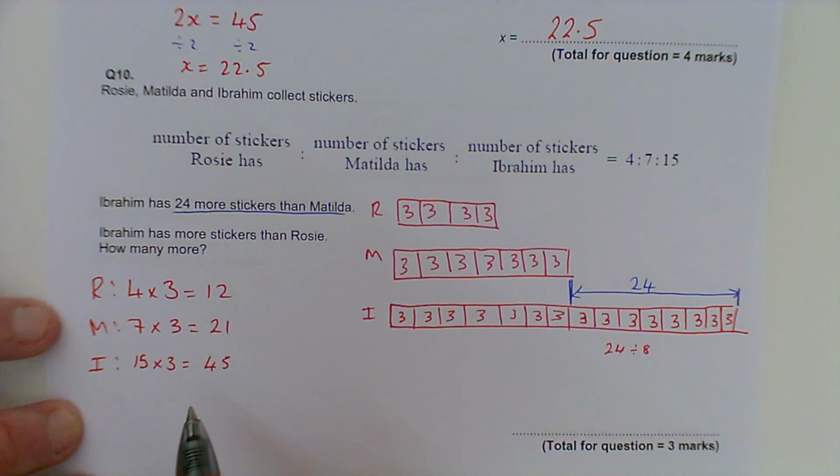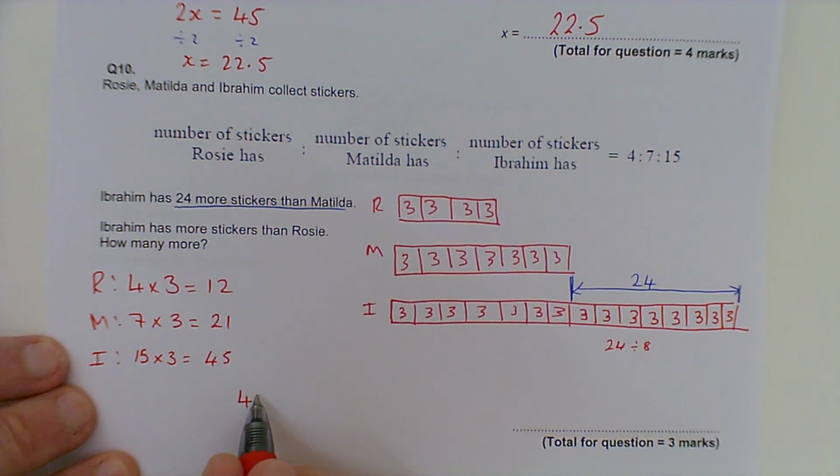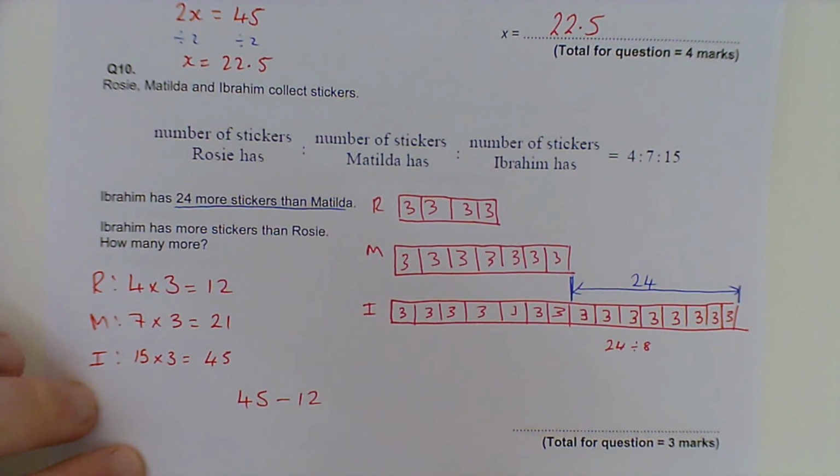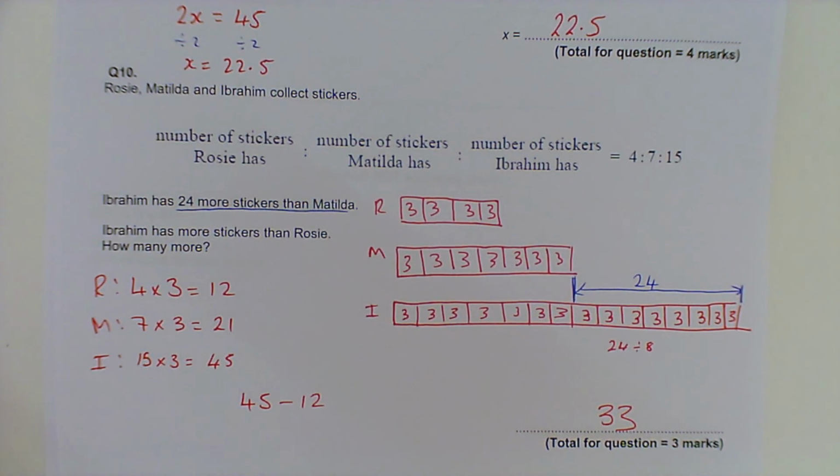How many more does Ibrahim have than Rosie? Well, 45 subtract 12 would give us 33 more. So that was Ibrahim, this was Rosie, and we've done it that way. By drawing the boxes, it can make it really, really easy for us to work out ratios.